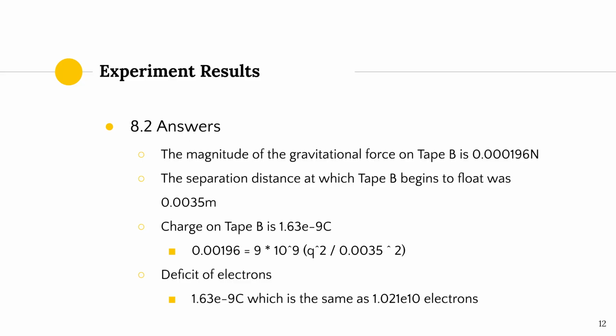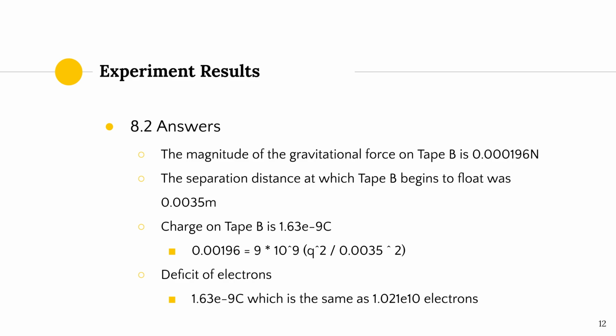The magnitude of the gravitational force on tape B is 0.000196 Newton, and the separation distance at which tape B begins to float was 0.0035 meter. Charge on tape B is 1.63 times 10 to the power of -9 coulomb, and the calculation was done based on the fact that the magnitude of the electric force and the gravitational force is the same.